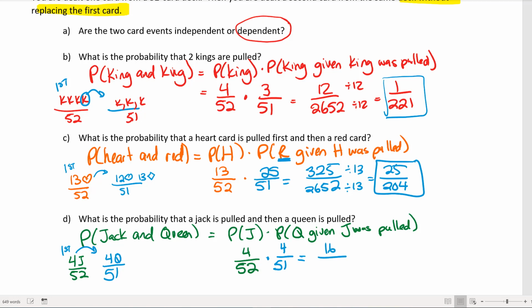When I multiply my numerators, I'm getting 16. When I multiply my denominators, that's 2,652. I'm going to divide the numerator and the denominator both by 4, which gets me 4 out of 663, which is the final answer.